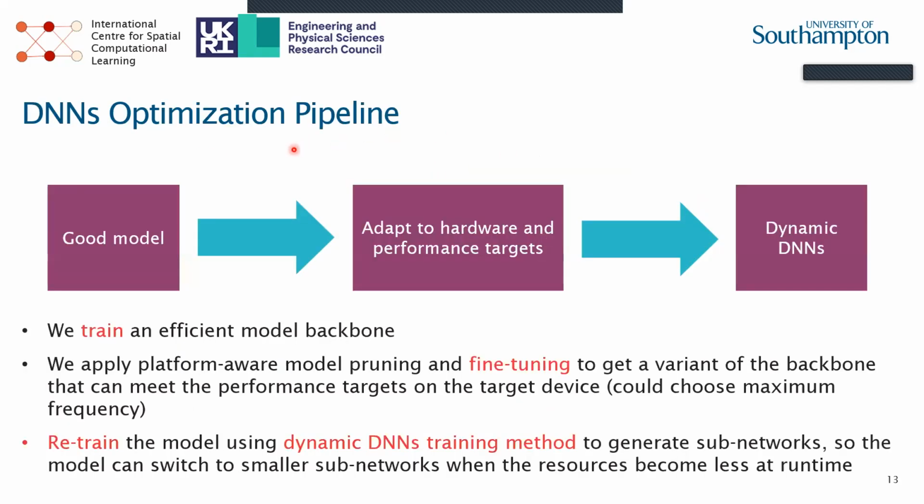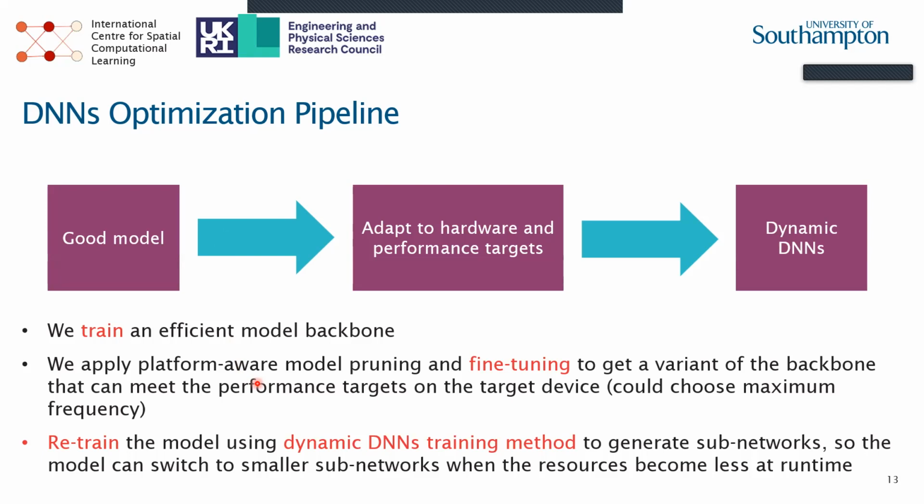So here I'm showing an extended pipeline. First we need to train an efficient model backbone, like a MobileNet. Then we apply platform-aware model pruning and fine-tuning to get a variant of the backbone that can meet the performance target. Here, we could choose the maximum frequency as the proxy for the performance. But like I mentioned before, at runtime, you may not be able to have this hardware setting. You may not be able to have this frequency level.